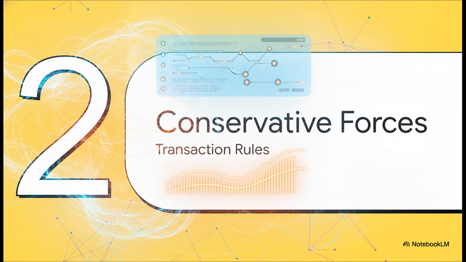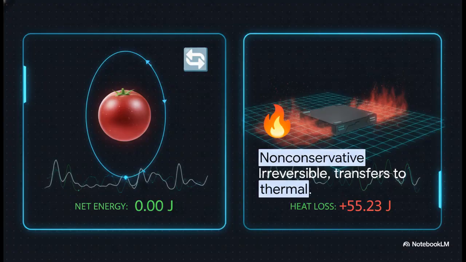Moving to Section 2, conservative versus non-conservative forces. Basically the rules of the transaction. To manage these continuous accounts, the universe uses two highly distinct types of forces to process transactions. Think of conservative forces, like gravity or the snap of a spring, as perfectly reversible transfers. Like if you toss a tomato straight up into the air, gravity does negative work to slow it down, effectively taking energy out of its kinetic account. But as it falls back down, gravity puts that exact same amount of energy right back. The net work on a round trip is exactly zero.